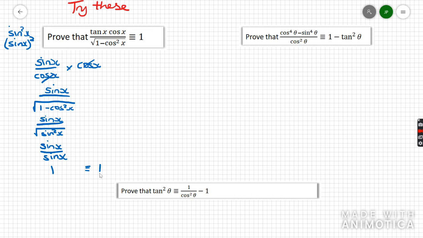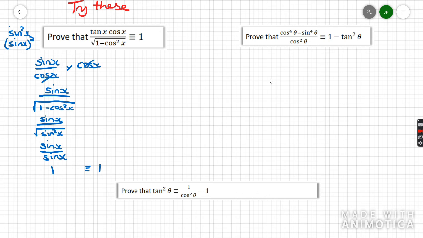It's spotting these different identities, guys. So if you've got a tan, you can write it as sine over cos. If you've got a 1 minus cos squared or a 1 minus sine squared or a cos squared plus sine squared, you can make those disappear by using your identities.